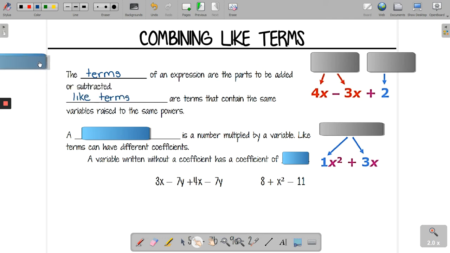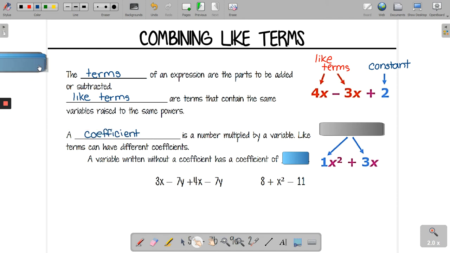Like terms are terms that contain the same variables raised to the same power. So this is important. It has to have the same power, the same exponent to be our like terms. So here we have like terms. Our 4x and our 3x, they both have an x, so these are considered like terms. The 2 is not a like term to this. The 2, since it has no variable with it, we call a constant.